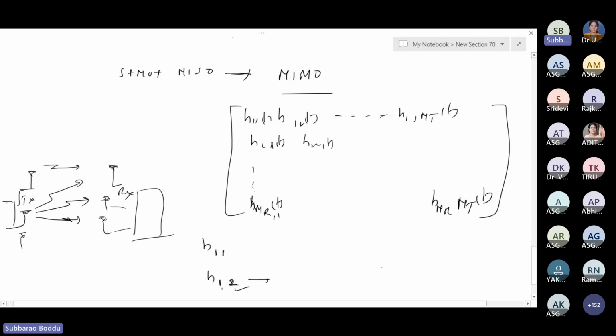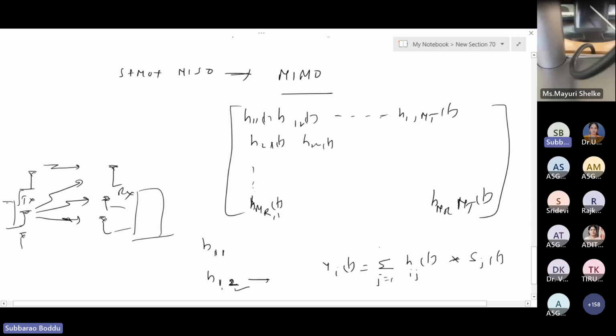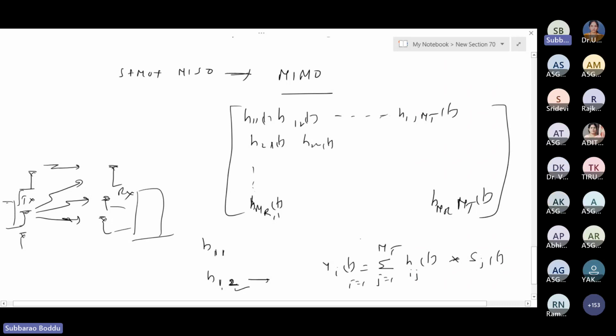So the difference is actually here. You can write y of t, where both transmit diversity and receive diversity are achieved. This is also a convolution between the impulse response of the channel and the transmitted signal, but here it is taking both i and j, where j takes values up to MT and i takes values up to MR. So yi of t is the convolution between the impulse response of the channel and the transmitted signal Sj of t, where j goes from 1, 2, and so on up to MT.